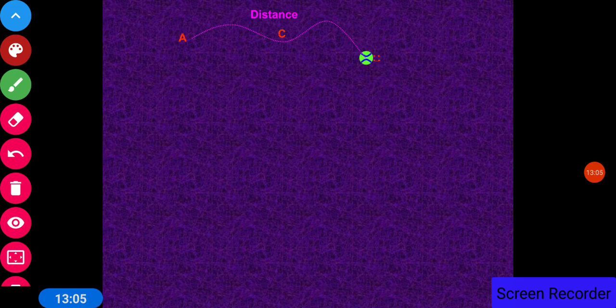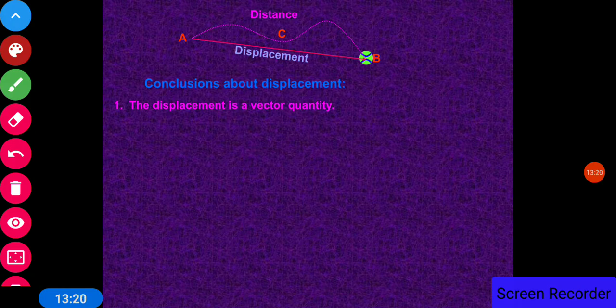So the boy is moving between A, C and B. So the length of the path ACB is the distance, but the shortest distance between A and B is the displacement. So, conclusion about the displacement.